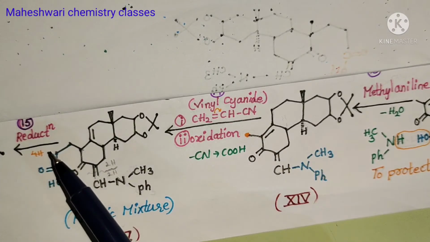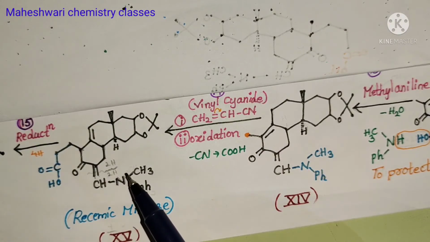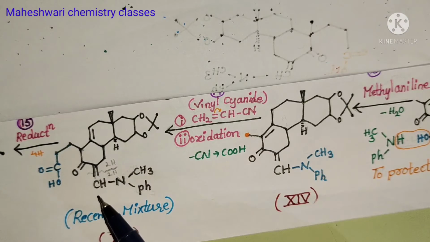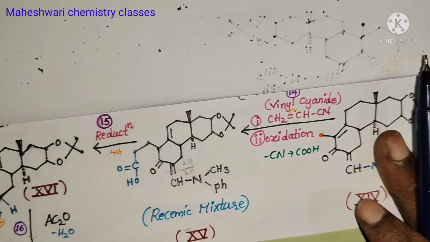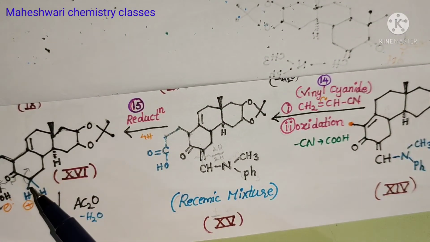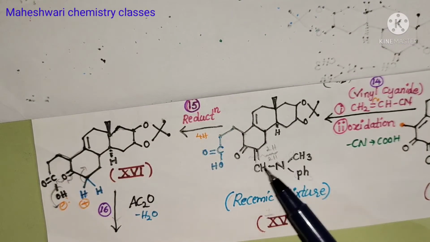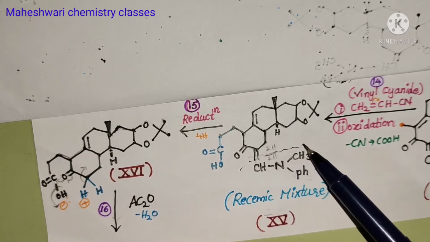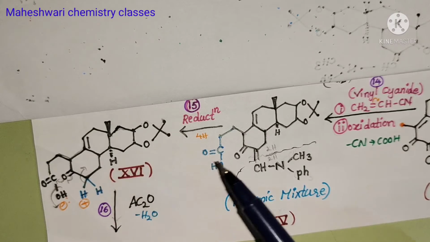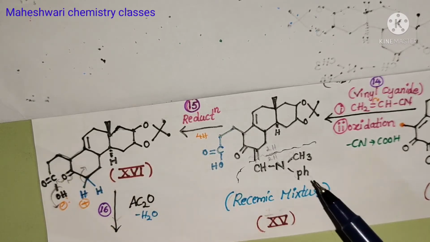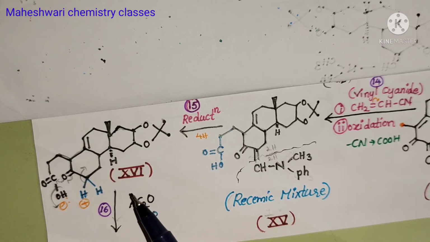Again it undergoes reduction, nothing but 4 hydrogens adding occurs. 2 hydrogens are added here, 2 hydrogens are added. The CH3N CH3Ph group is eliminated completely and it forms CH2 like this and COOH. So this is the 16th compound. Later, in the presence of acetic anhydride, this OH minus is eliminated here.